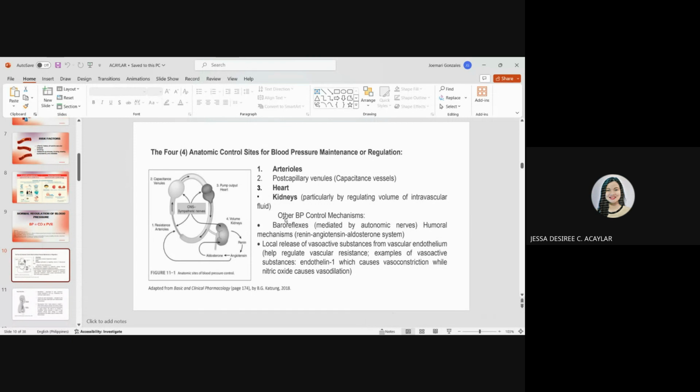Other BP control mechanisms are the baroreflexes. It is mediated by the autonomic nerves. And the humoral mechanisms by the renin-angiotensin-aldosterone system. Local release of vasoactive substances from the vascular endothelium helps regulate the vascular resistance. Example po ay vasoactive substances like endothelin-1 which causes vasoconstriction while nitric oxide causes vasodilation.